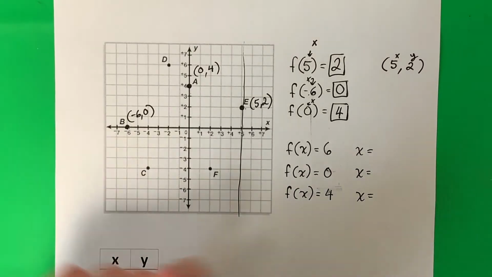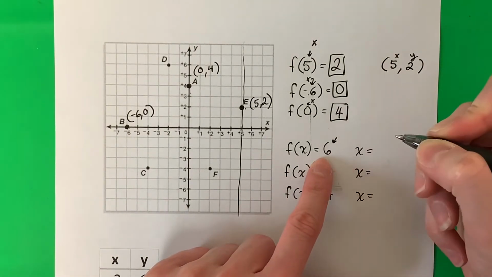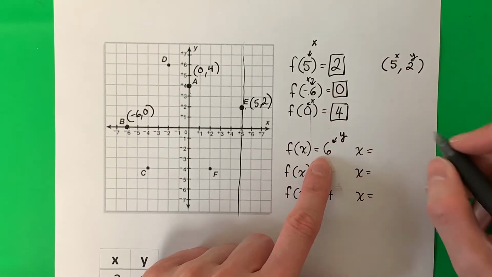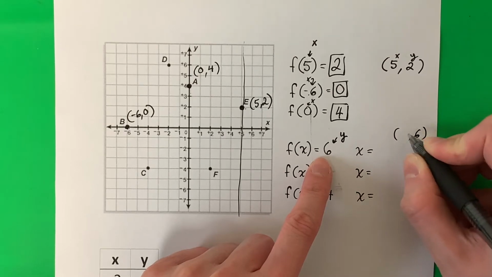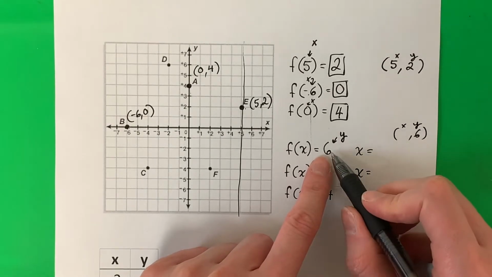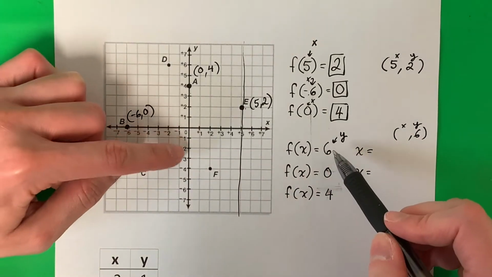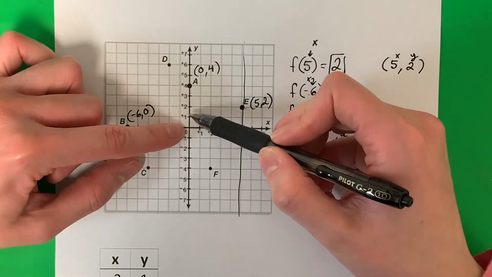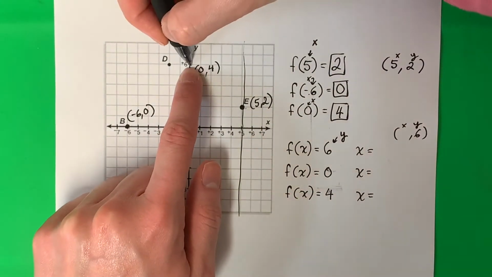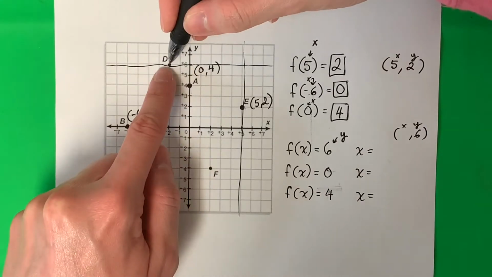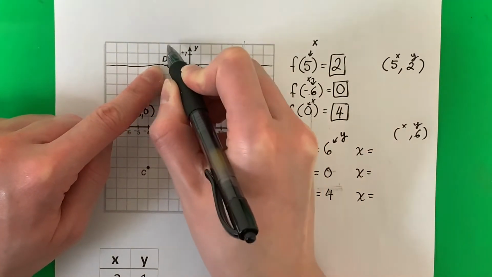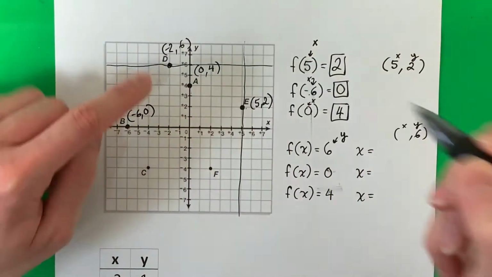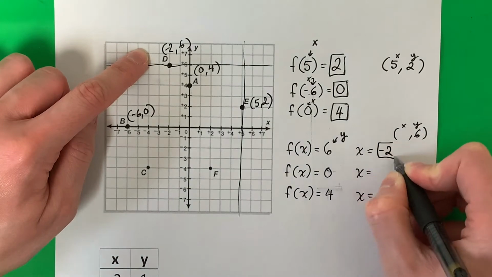Let's take a look at this one. This one's different. This is outside the parentheses, so that is y. So if y is 6, what is x? Well, you're going to go to the y of 6. Y is up and down. 6 is up: 1, 2, 3, 4, 5, 6. And what do I have here at y equals 6? I have D here, this point. Looks like my x is -2. So x is -2.